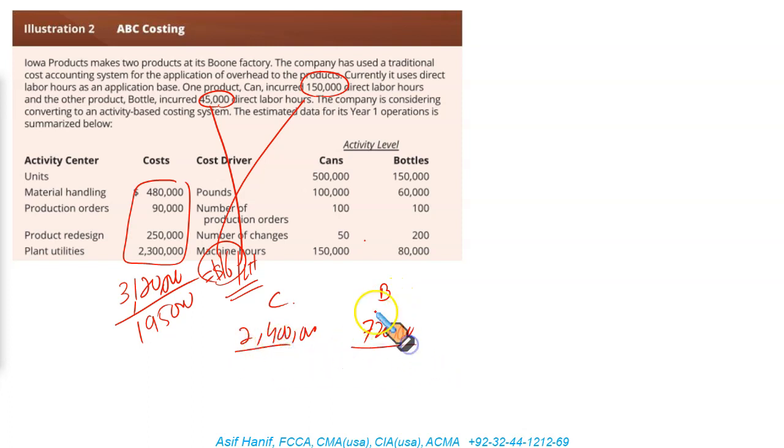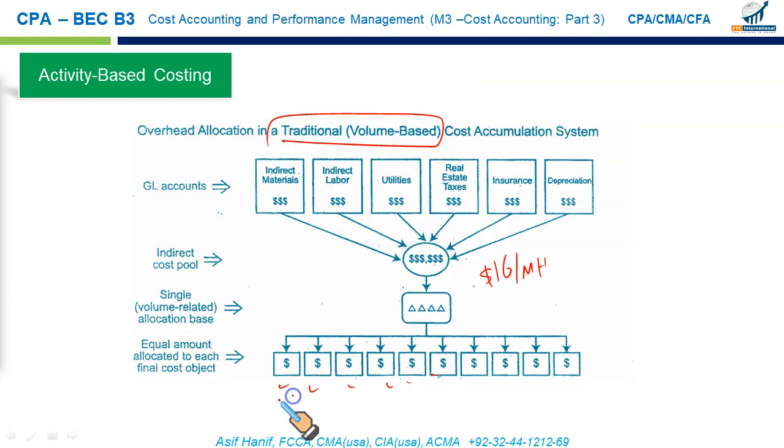Now if you convert it to a per unit basis, there are 500,000 cans and 150,000 bottles. So the rate that you get is $4.8 per can and $4.8 per bottle. See, what's the difference? It appears as if both of these take similar efforts, but that is not so. $4.8 per can, $4.8 per bottle. This is called the peanut butter approach. This is called product cost cross subsidization.